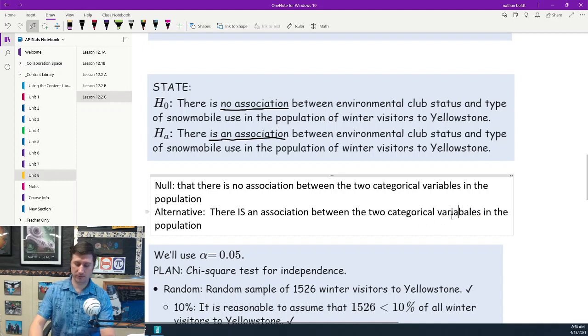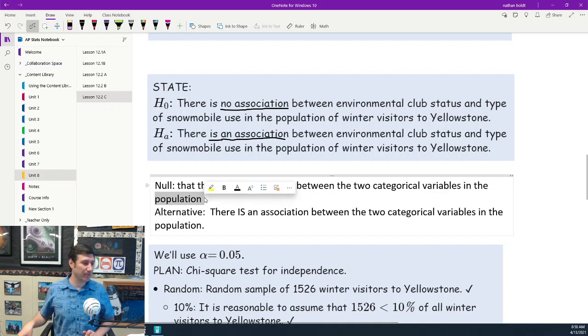Wow, bold. There we go. Whew. Brutal. There we are. So those are your basic ideas there for your null and your alternative. There is no association, there is an association, but of course, always put the context in there. Context for the categorical variables and context for the population.